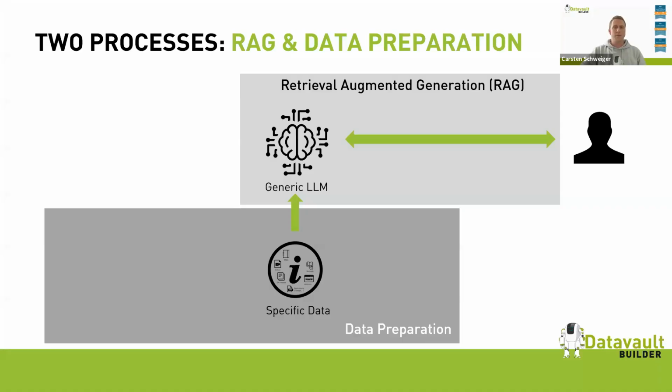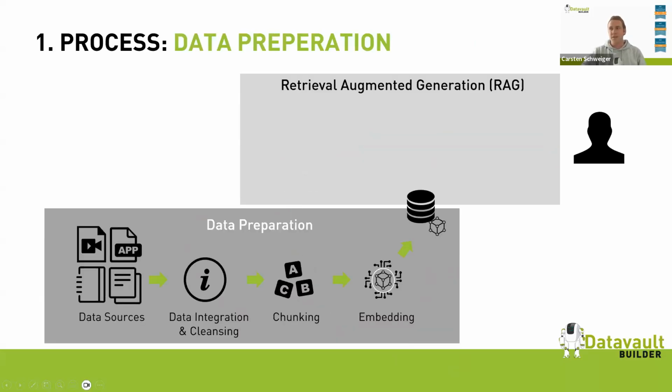To keep it simple, first we have two processes, and out of these two processes also two components. So we have the Retrieval Augmented Generation process on top, where the user interacts with the LLM. The LLM somehow gets specified data and sends it back, and this specified data needs to be prepared. Yeah. So these are the two processes. First process, data preparation. That's what we are used to do with Data Vault Builder. So that was for us quite easy.